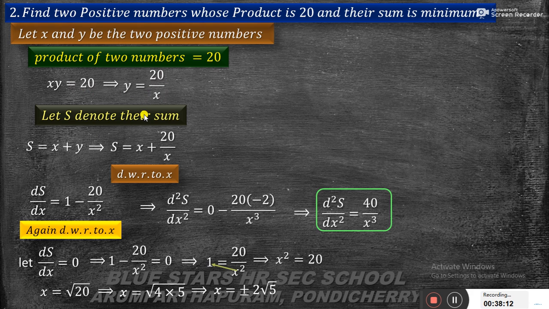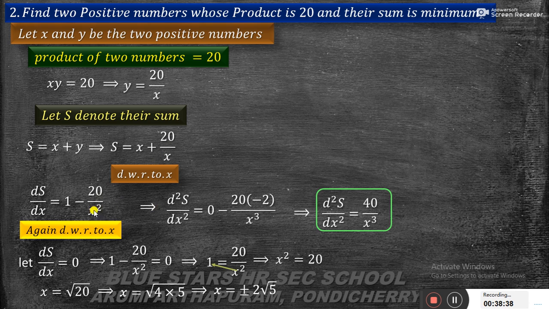Let s denote their sum. So s equals x plus y, where y equals 20 by x. I substitute in this equation: x plus 20 by x, and differentiate with respect to x. So ds by dx equals the differentiation of x, which is 1, plus 20 times the differentiation of 1 by x, which is minus 1 by x square, giving 1 minus 20 by x square.